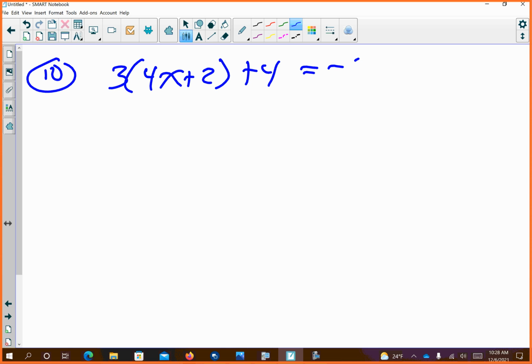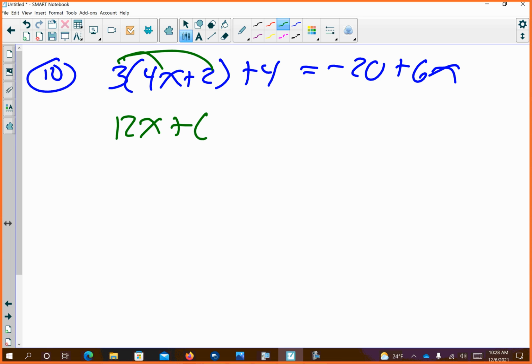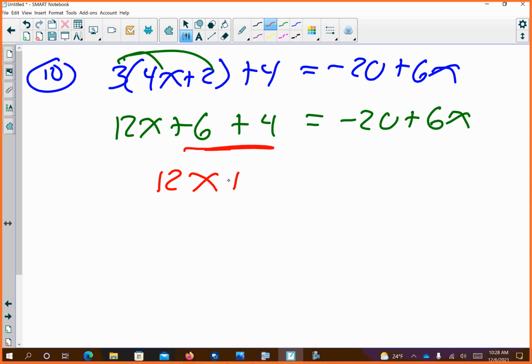All right, number 10. Let's see. I have 3, and then 4x plus 2 plus 4 equals -20 plus 6x. So I'm going to distribute here. Nothing to distribute on the other side, so I'll just rewrite it. These appear to be like terms, so let's combine those together.